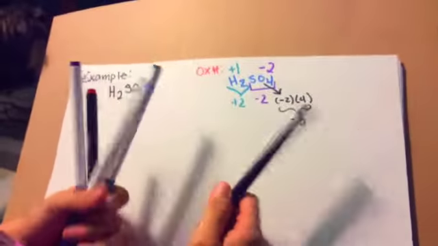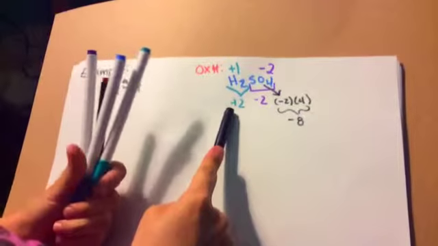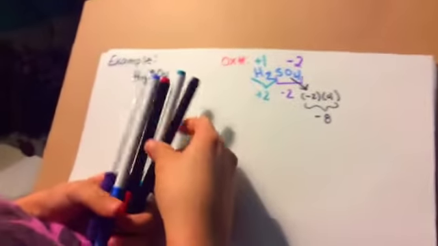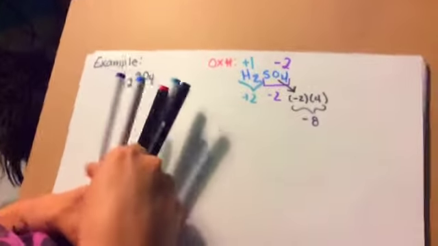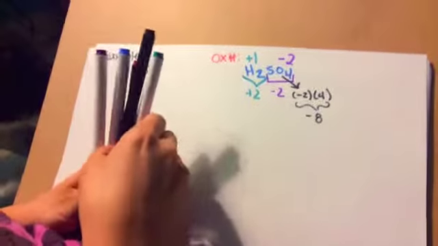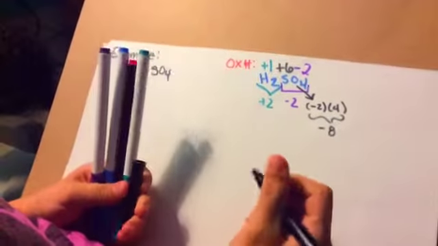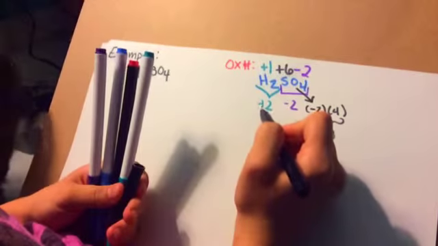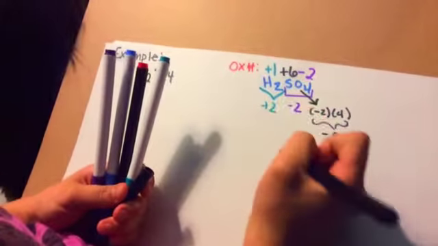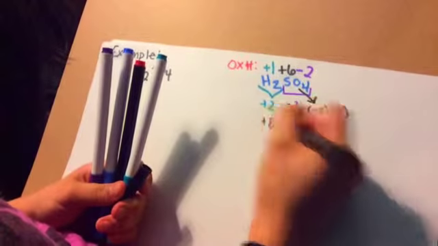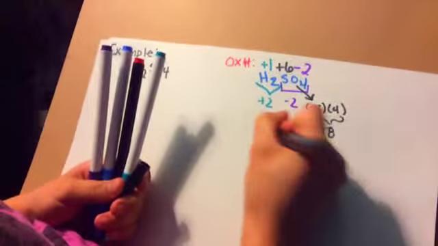So the way that they will balance is if we add a +6, because the +6 and the +2 will equal a +8. And then the +8 and the -8 will then cancel.